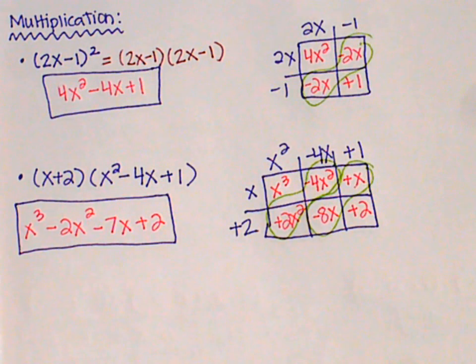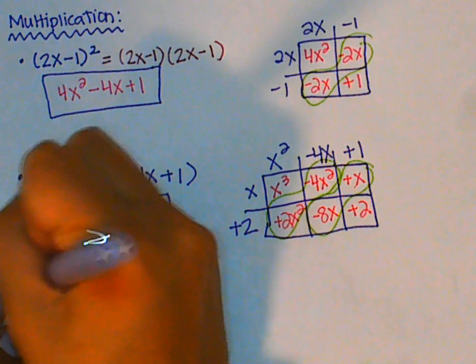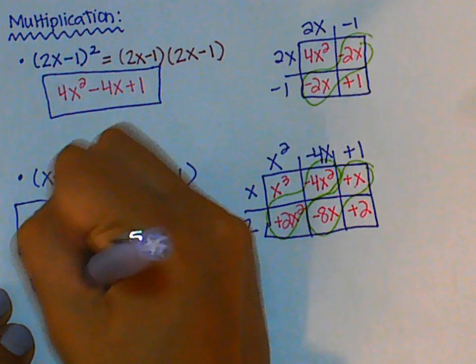And that becomes our final answer. Now, if you wanted to use one of the other methods, like distribution, for example, you would be able to do that. So I'm just going to do distribution really quickly. I'm going to set it up. I'm not going to solve it.